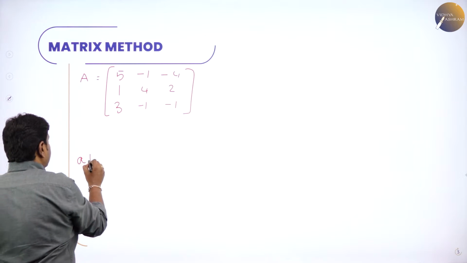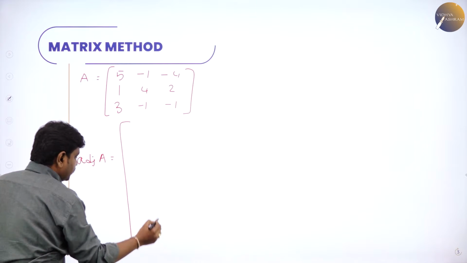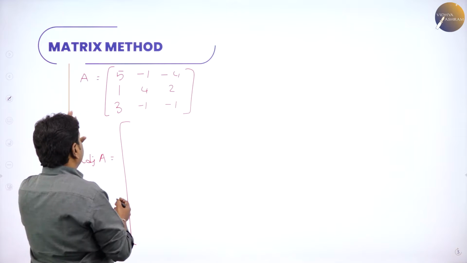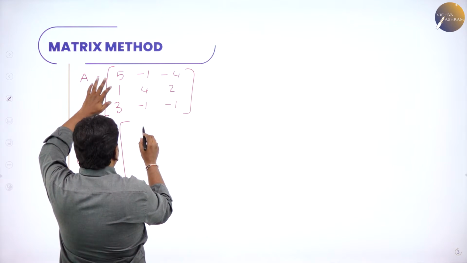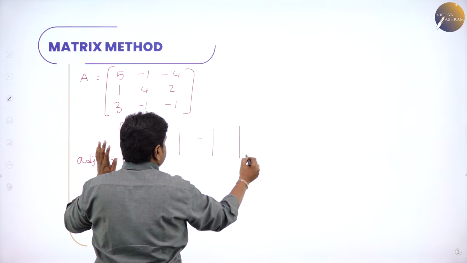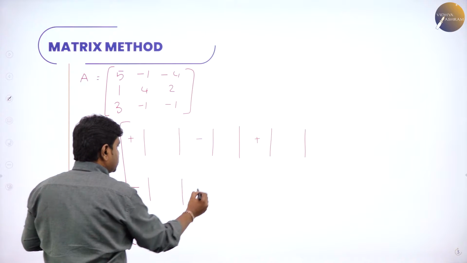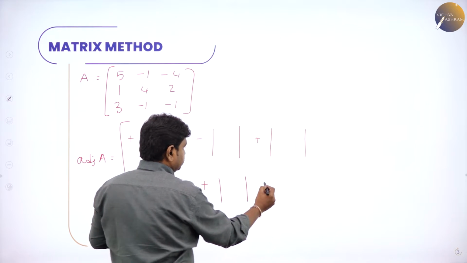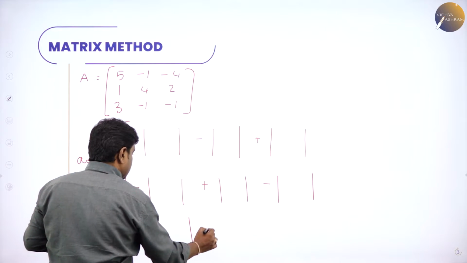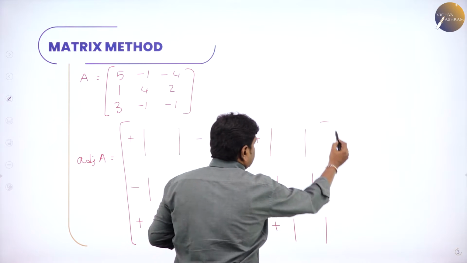So to find adjoint, adjoint of A is equal to, write a big matrix and write the elements. How to write the elements? So first plus minus plus, then minus plus minus, then plus minus plus. Alternates. Start from positive and go on alternating.